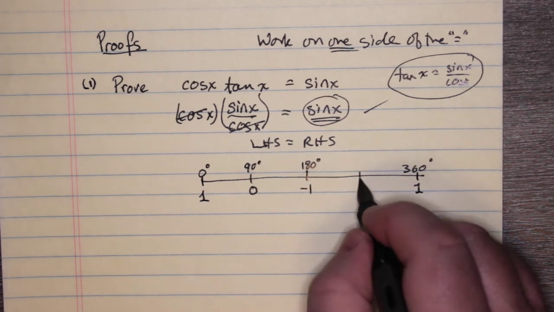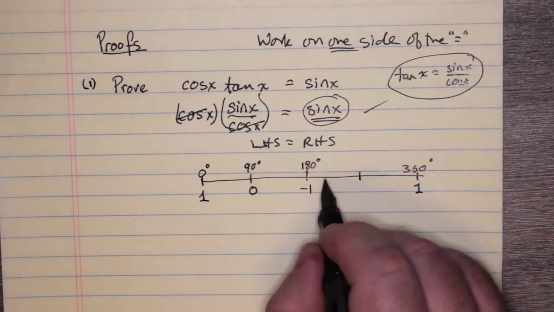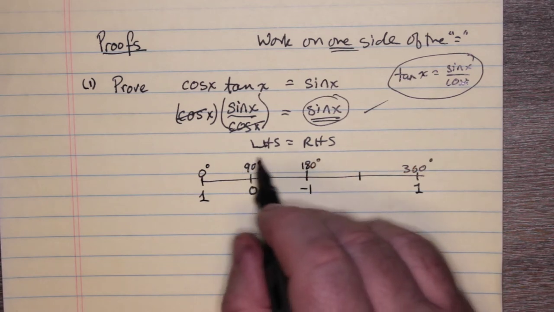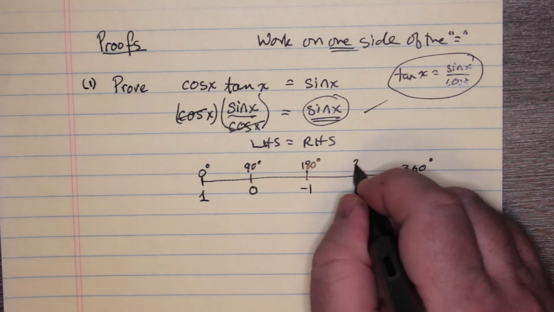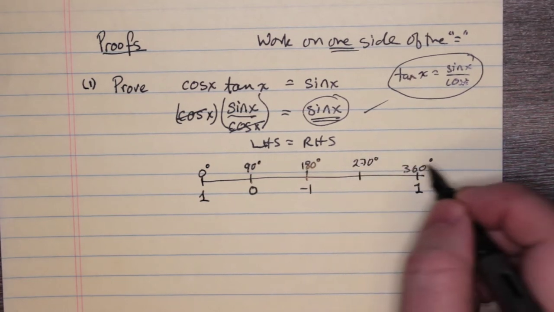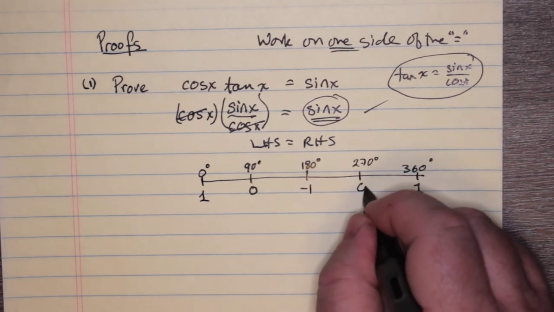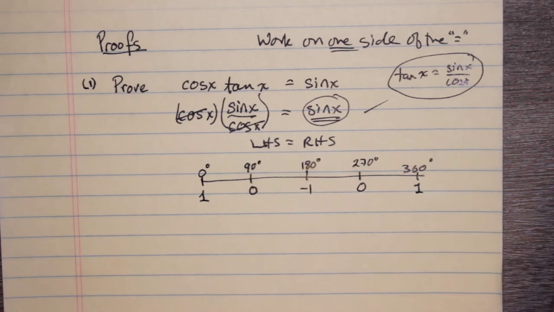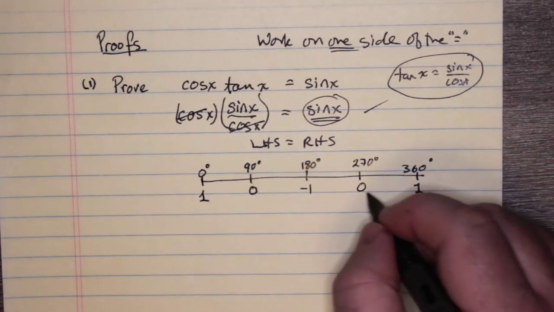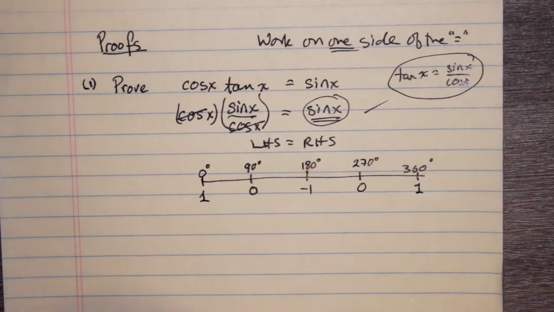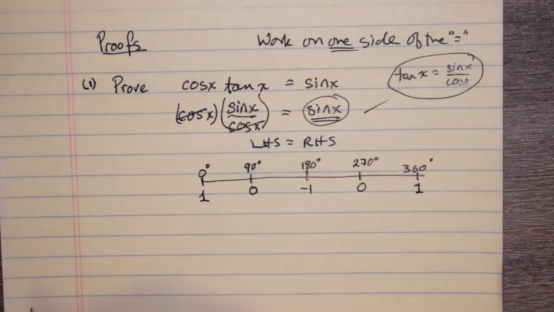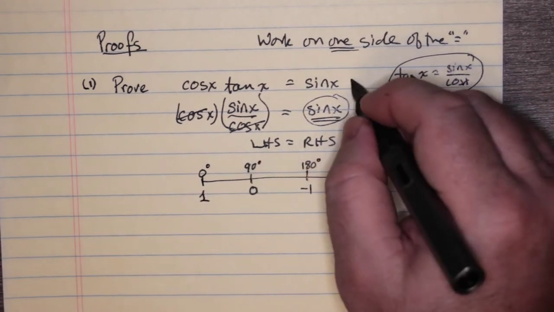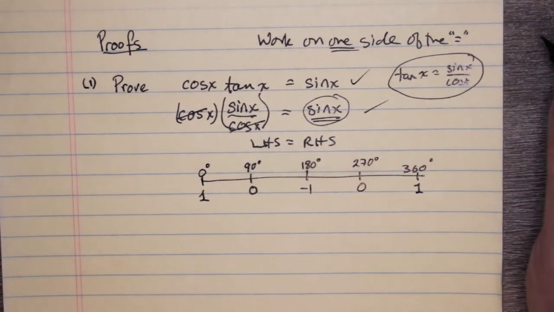And another one is over here, between quadrants 1 and 2, well, this is 90 degrees. Halfway between 180 and 360 is 270 degrees. And over there, you'll also find that if you enter the cosine of 270 degrees on your calculator, you're going to get 0. And once again, there's two places where x is not allowed to be equal to. But everywhere else, this identity is proven.